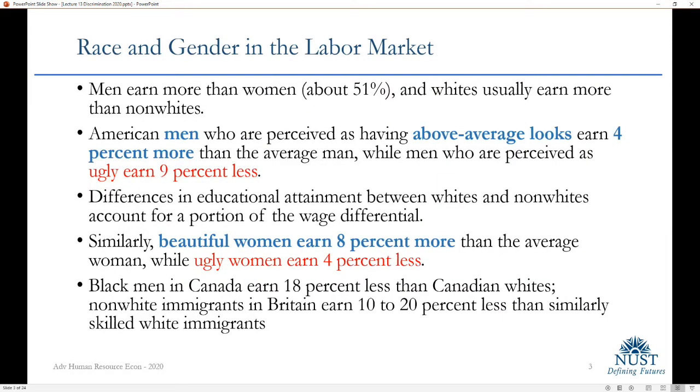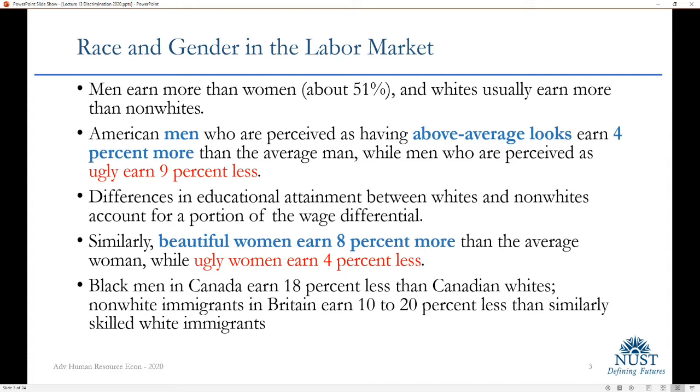So what do the numbers tell us? The research tells us that men earn more than women, about 51%, and whites usually earn more than non-whites. American men who are perceived as having above average looks earn 4 percentage points more than average men, while men who are perceived as ugly earn 9% less. Okay, so looks also matter in this regard.